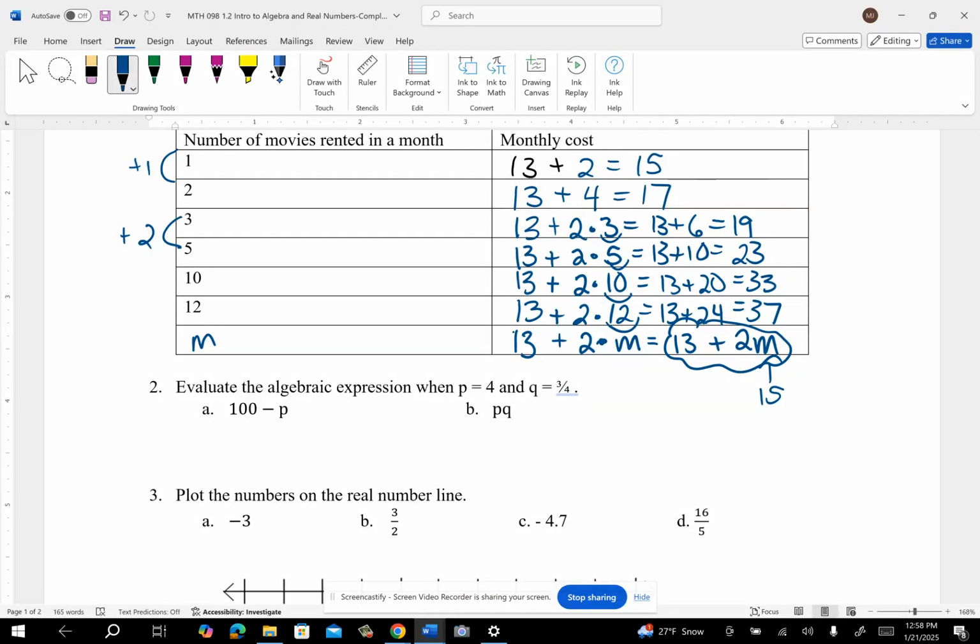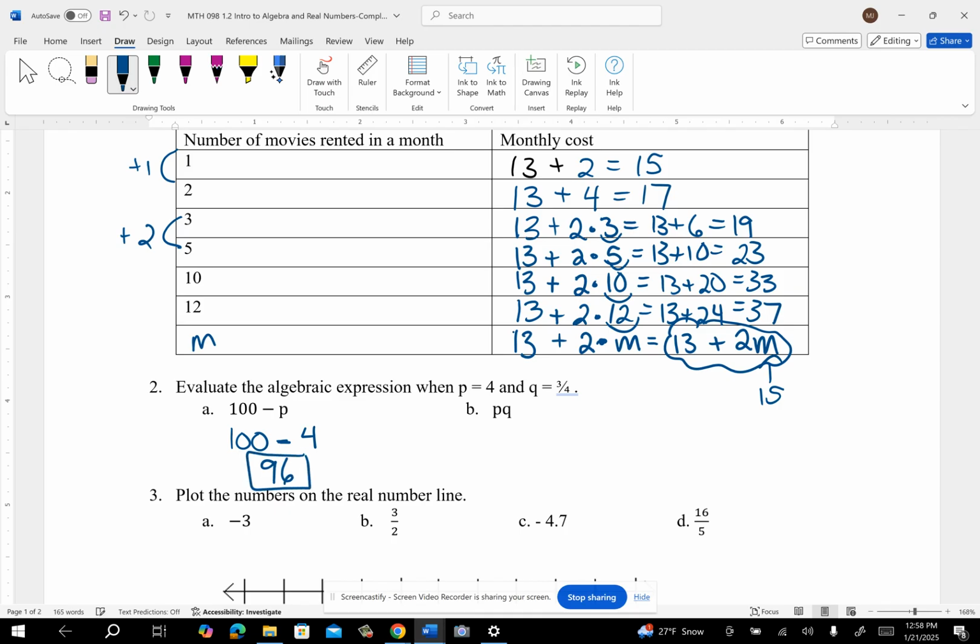Okay? So on question number 2, we're being asked to evaluate some expression. We don't know what the context is. It just says evaluate 100 minus P, and it tells us that P is 4 and Q is 3/4. So in place of the P, I'm going to put a 4, work it out, and I'm going to get 96, right?